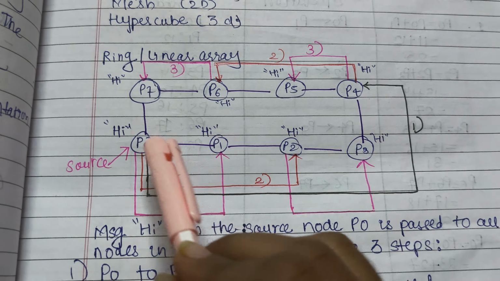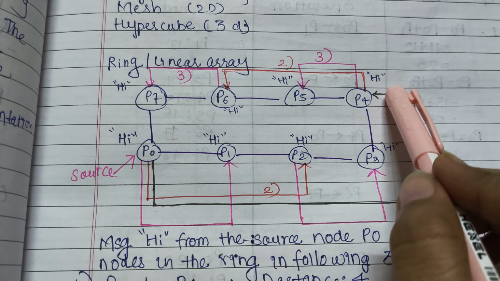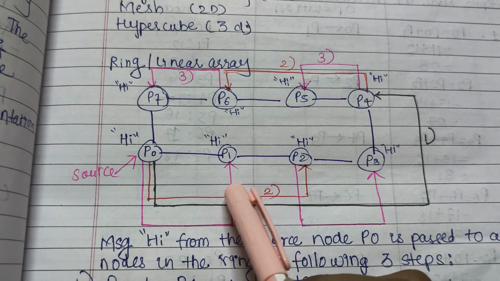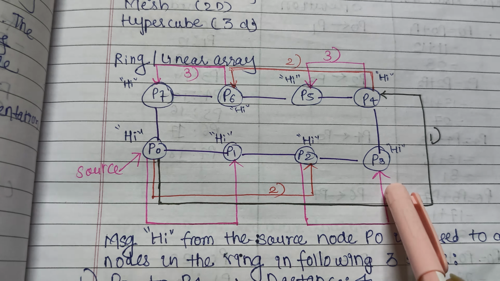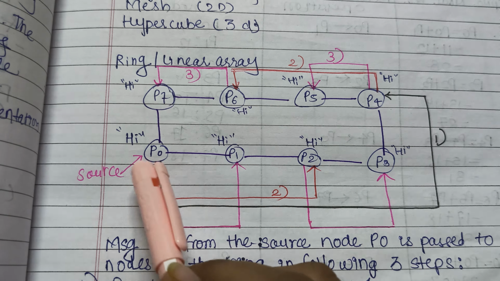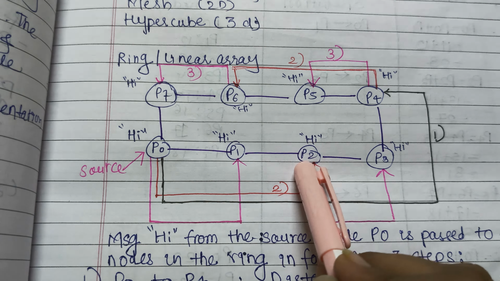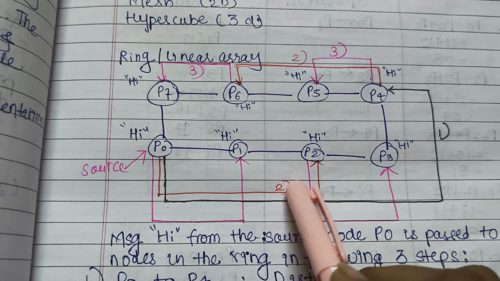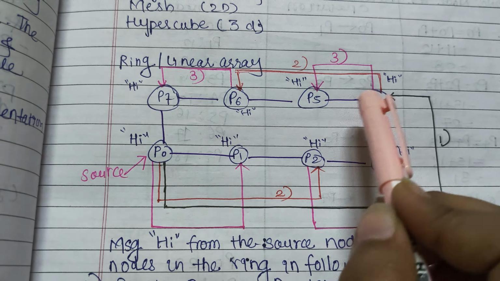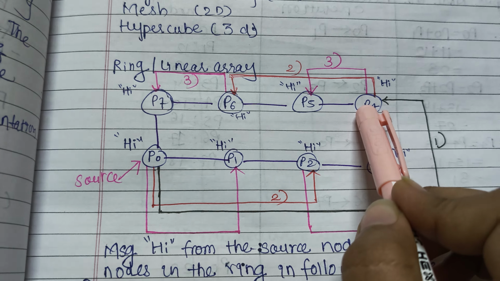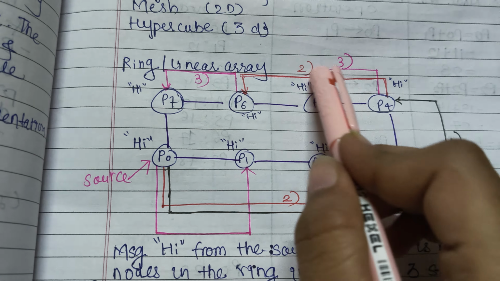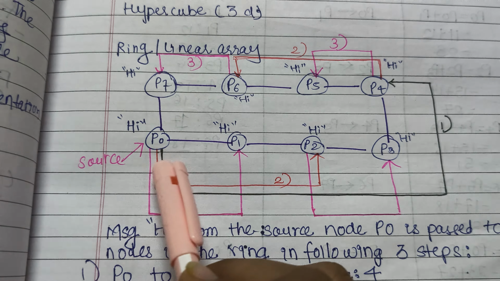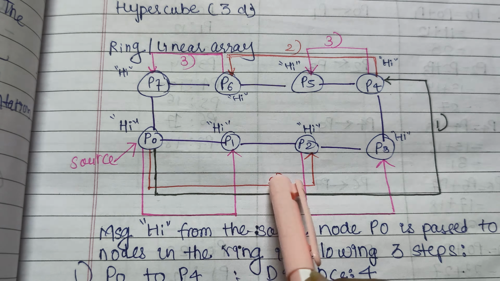Second, what will happen now: P0 and P4 have the message. We want to give P5, P6, P7, P1, P2 and P3 the same message. So in the second step, P0 will give the message to P2. It will cover the distance 1 and 2. Similarly, P4 also has the message hi, so it will give the message to P6, covering distance 2. So you can see the distance first was 4, then it decreased to 2.